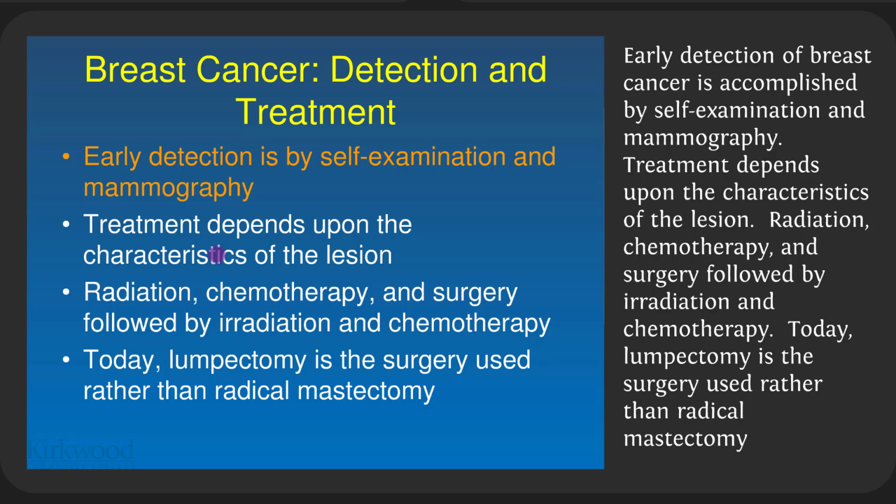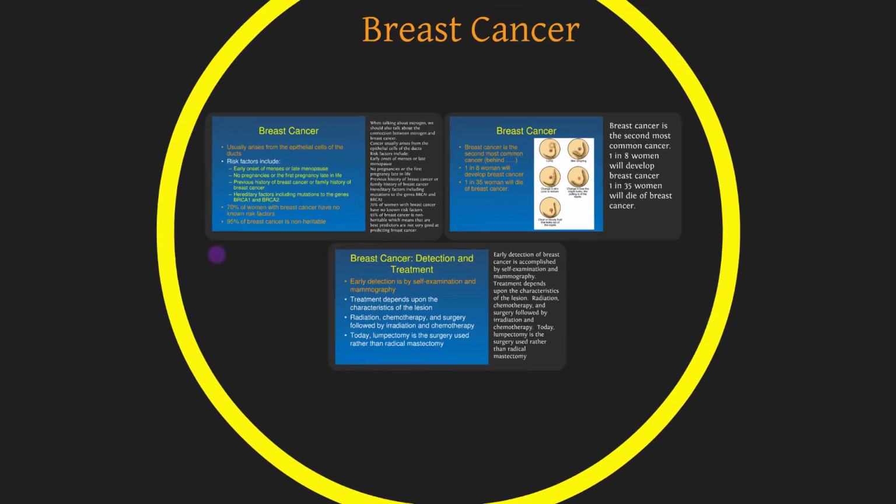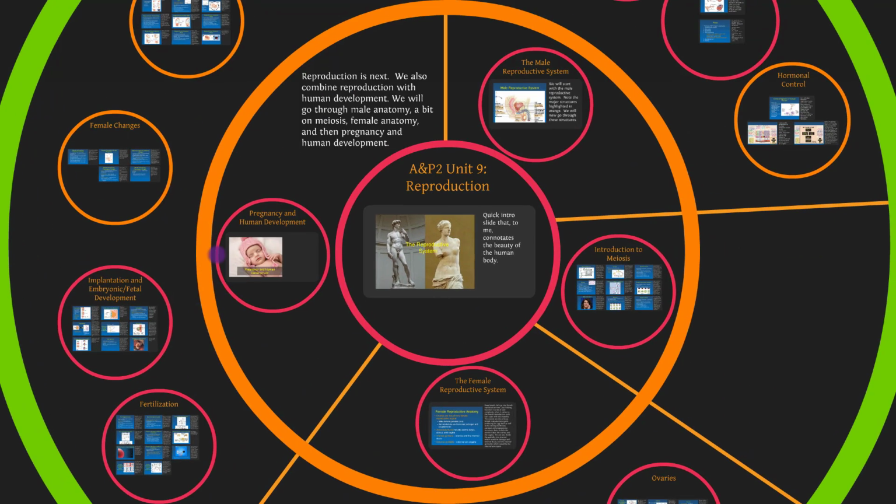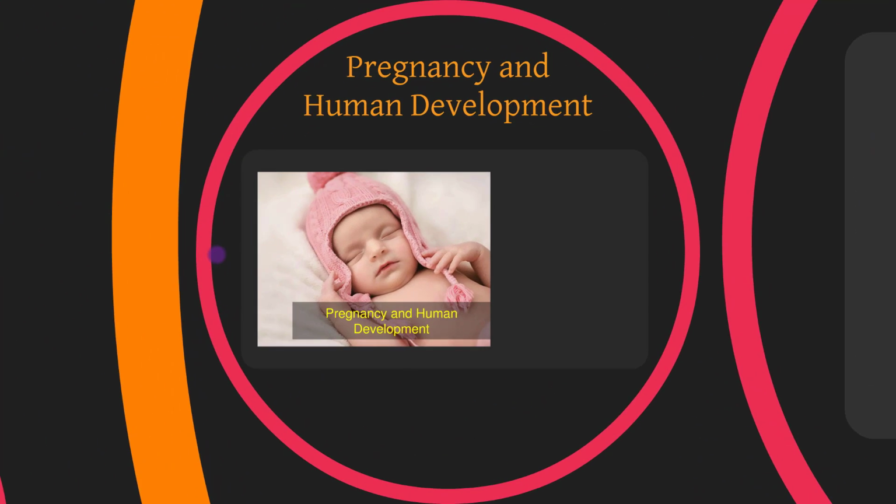Early detection of breast cancer is accomplished by self-exam and mammography. It's interesting how mammography has changed in the last few years because there's a recognition that the radiation from mammography can also create a risk. Treatment depends upon the characteristics of the lesion, so radiation, chemotherapy, surgery followed by irradiation and chemotherapy. Today, lumpectomy is probably the surgery used rather than radical mastectomy. That could be one of the mastery level things that you think about, the way that Angelina Jolie just had her breast removed to prevent the risk of breast cancer.